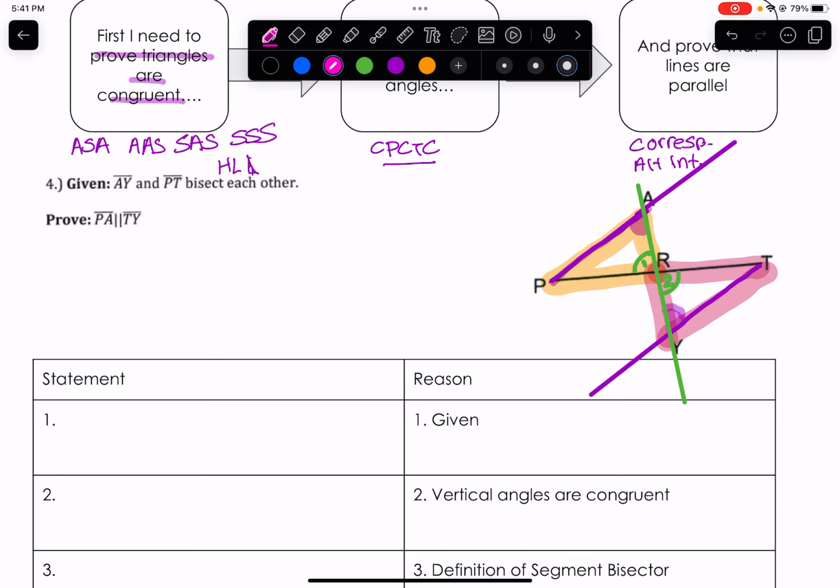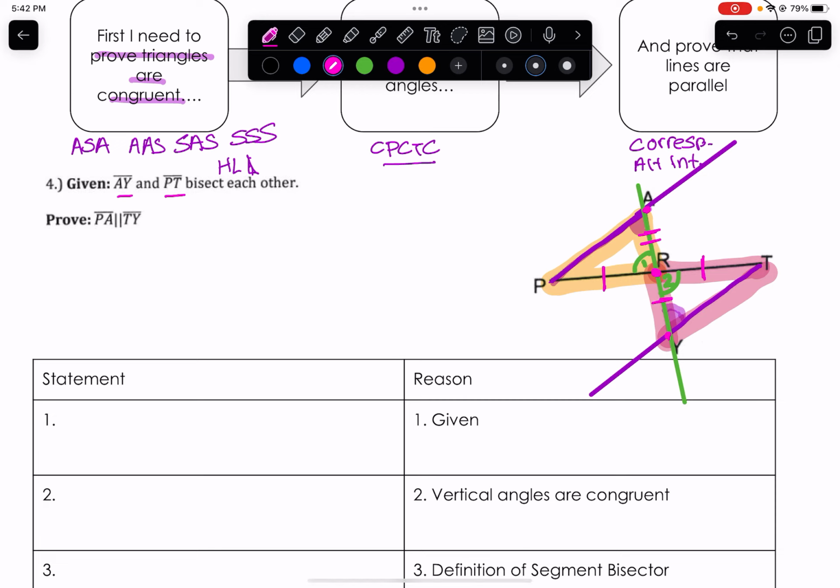If I look at my given statements, AY and PT bisect each other. This was a very common proof that we did multiple times in our proof unit. But again, to look over it, if AY, so this line, is bisecting PT, so that's saying that AY is cutting PT in half. So there are equal amounts on either side of our green line. Now it's also true the other way.